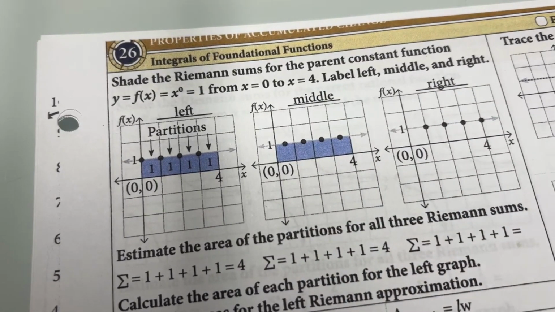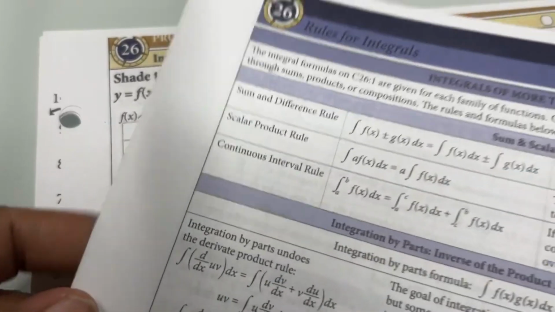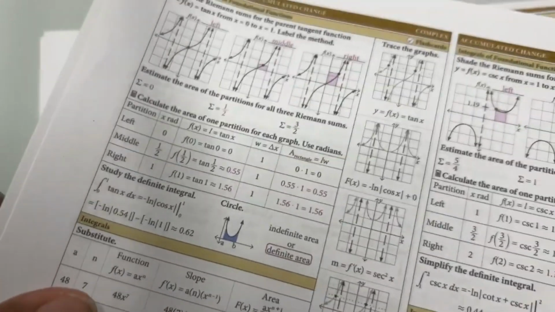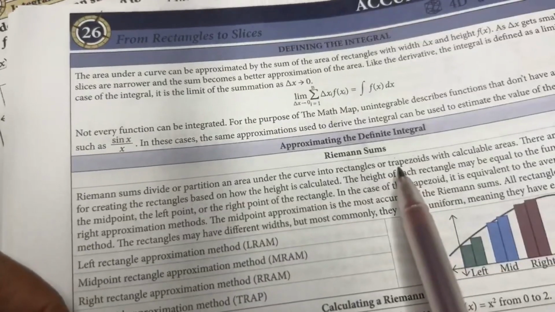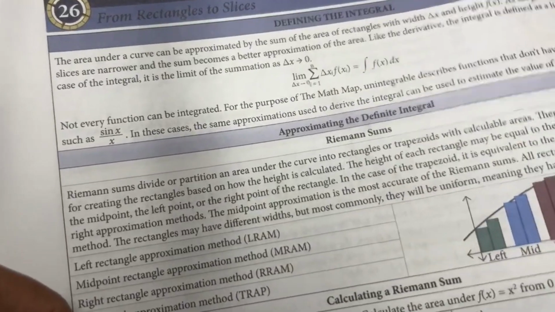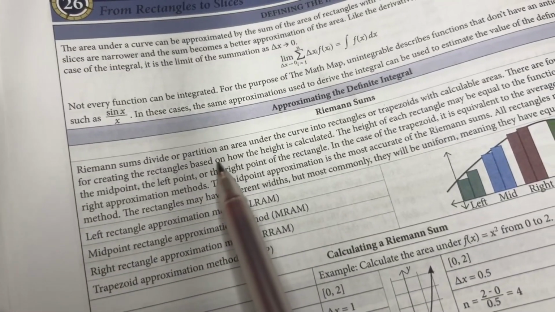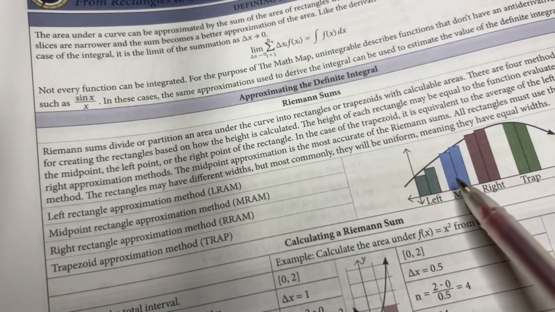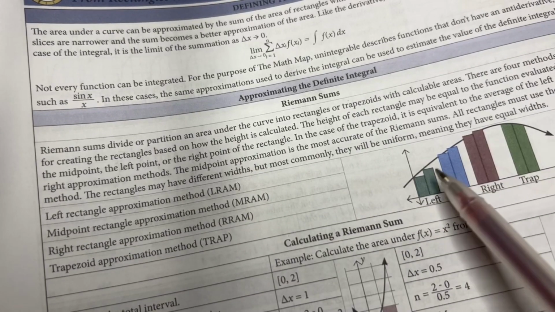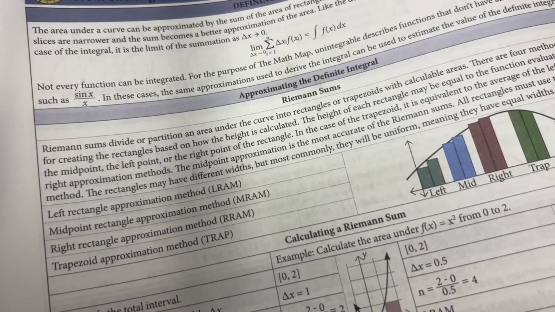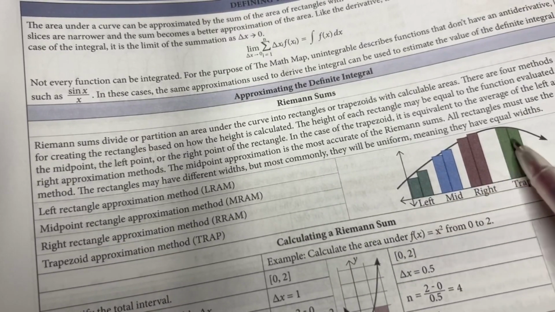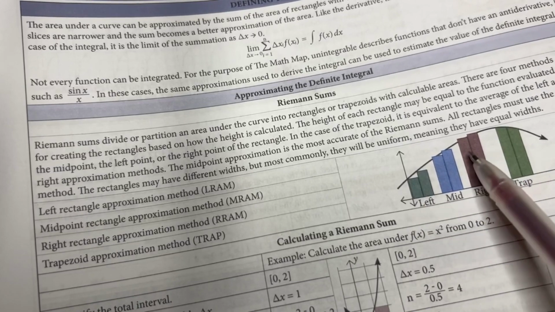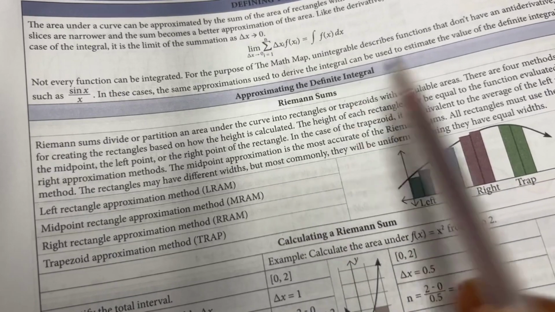So when we talked about Riemann sums yesterday, we talked about how there are different ways to do the Riemann sum, remember? It's over here on page chart 26, page 4, on the top of the page. It says Riemann sums divide or partition an area under the curve into rectangles. Remember, we drew a curve and sliced it into tiny slices, then calculated the area of those little rectangles, and came up with an approximate area. That is exactly what a Riemann sum is all about.